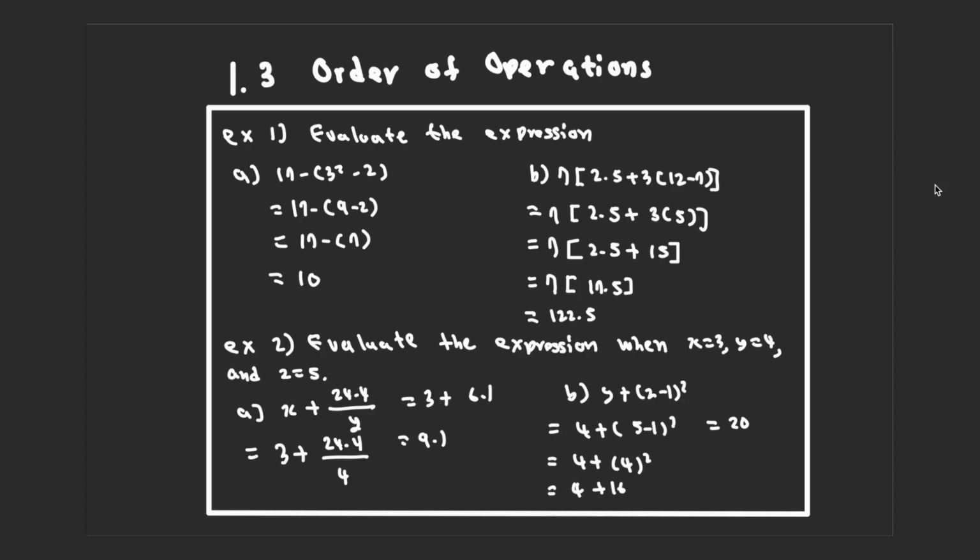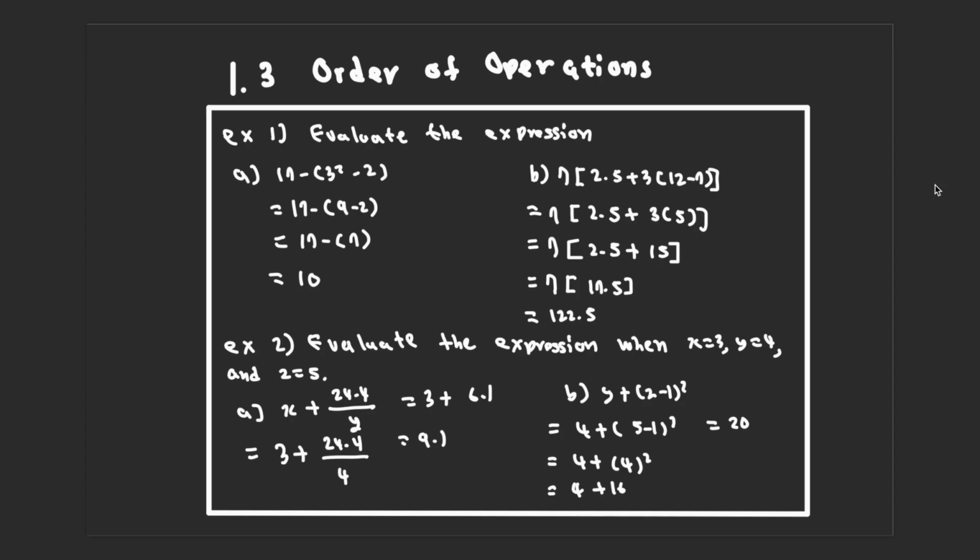is 10. The second question is 7 open bracket 2.5 plus 3 open parenthesis 12 minus 7 close parenthesis close bracket. First, because we're following PEMDAS, we need to evaluate 12 minus 7, which is 5. Next, we have to multiply 3 by the 5 we got because we're following PEMDAS. When we do this, we get 7 open bracket 2.5 plus 15 close bracket. Now we add 2.5 and 15 together to get 17.5 because of the brackets. Finally, we multiply 17.5 by 7 to get 122.5.